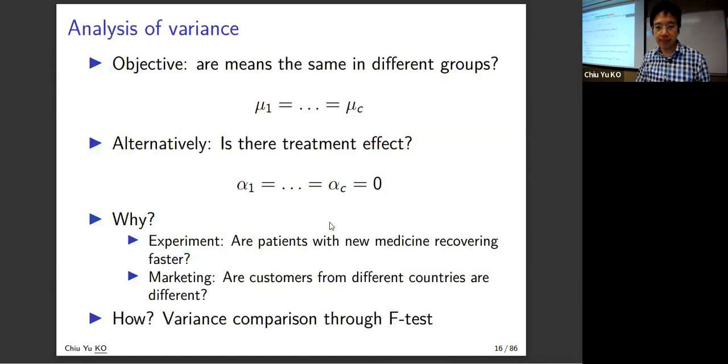Now, as we said, we want to know whether each group mean is the same, or what we call the treatment effects are 0. That means I want to see whether the group differences are meaningful. You can do medical tests, or check whether customers of different groups are different. Later we will argue it's actually an F test. The logic is not difficult, so you will see very quickly. The idea is very simple.